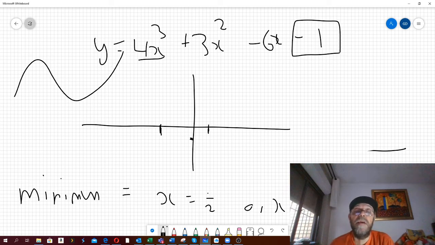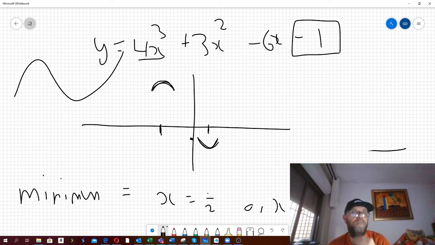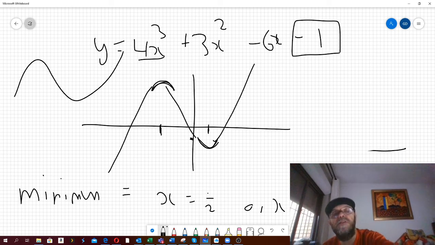And we know that the minimum one is at a half. That means that the curve must go down like that at the point a half, but up like that at the point minus 1. That means that my curve pretty much must look something like this. Okay, there it is.